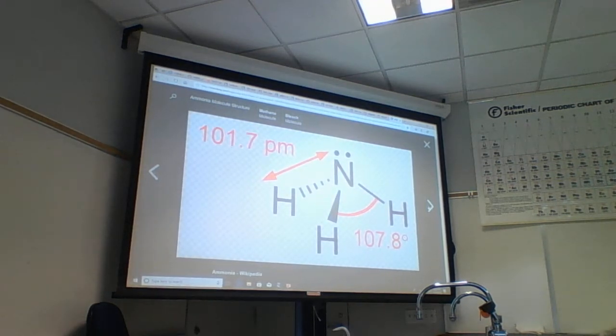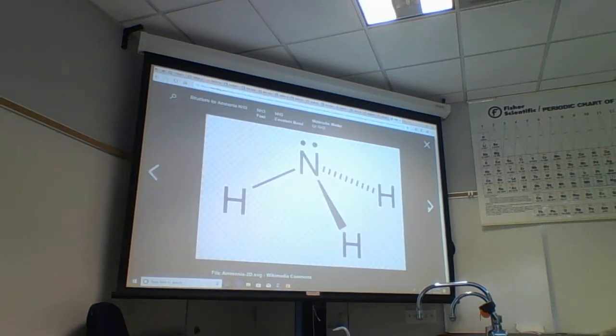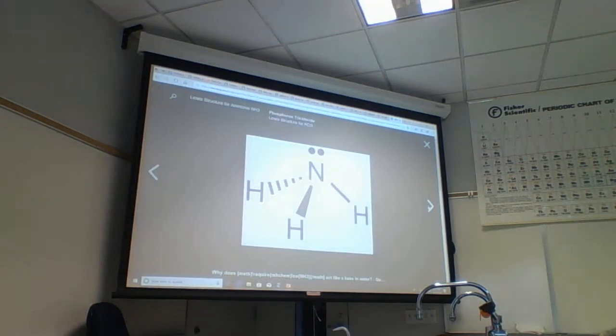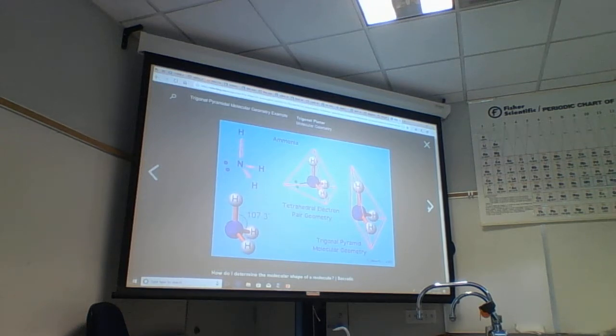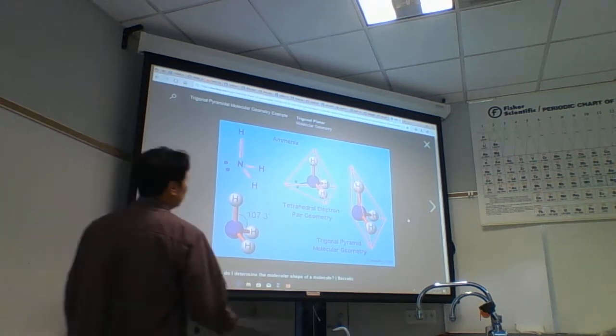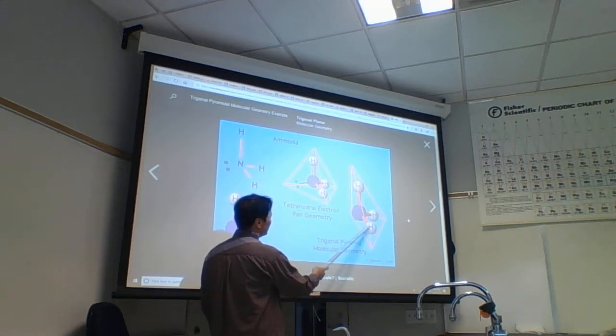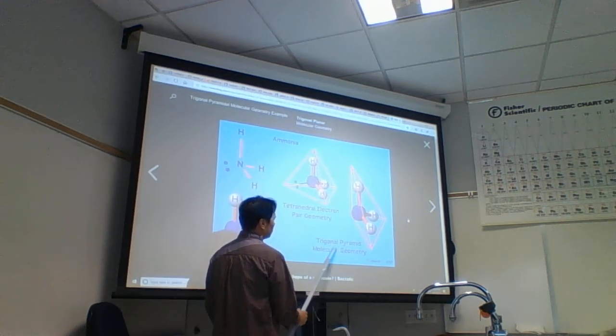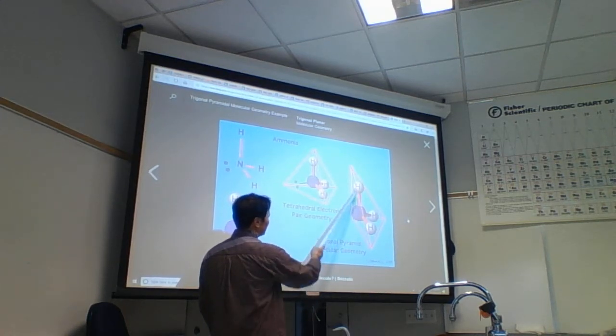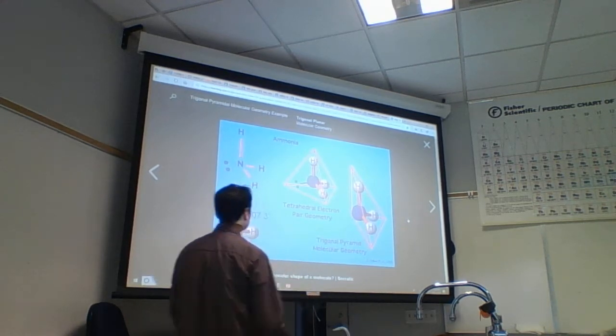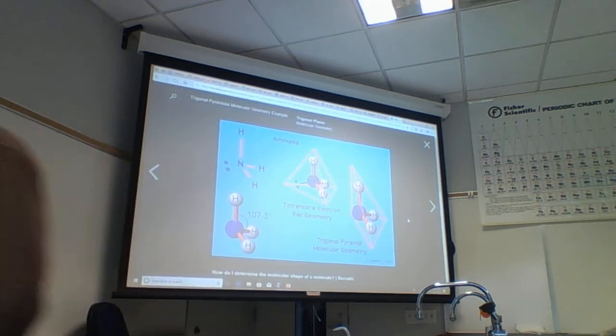Here it is. This is trigonal pyramidal. Do you see that? Wedge, dash. Trigonal pyramidal. Flip the other way, trigonal pyramidal. This is what we're talking about here. When we look at all the electrons, they fit in a tetrahedral, but when we look at just the atoms, they fit in a trigonal pyramidal. And normally when we're looking at molecules, we're just looking at the atoms. Trigonal pyramidal is it.